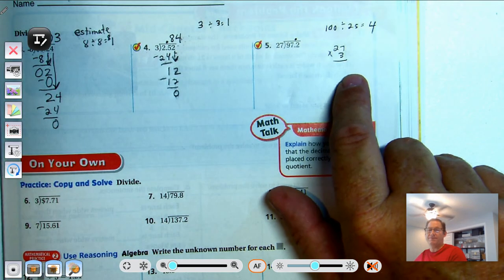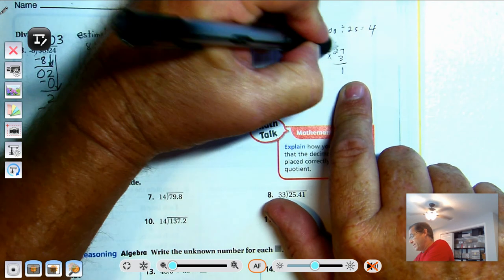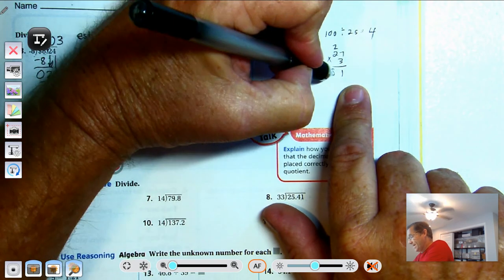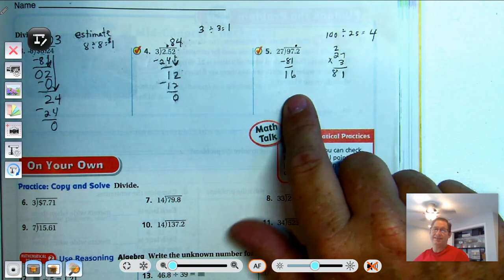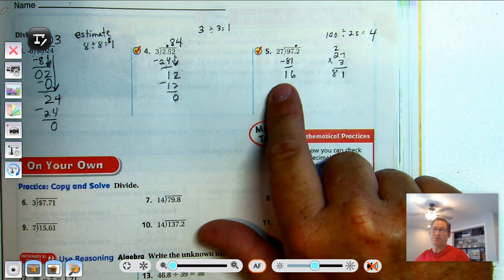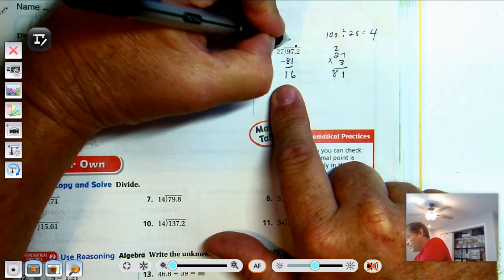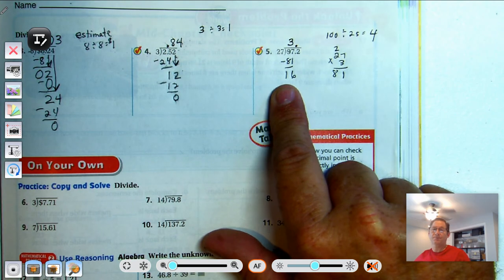Let's try 3. 27 times 3. 3 times 2 is 6, plus 2 more is 81. If we subtract that, we get 16. 16 is less than the divisor 27, so that will work. So we're going to put 3 in the quotient.